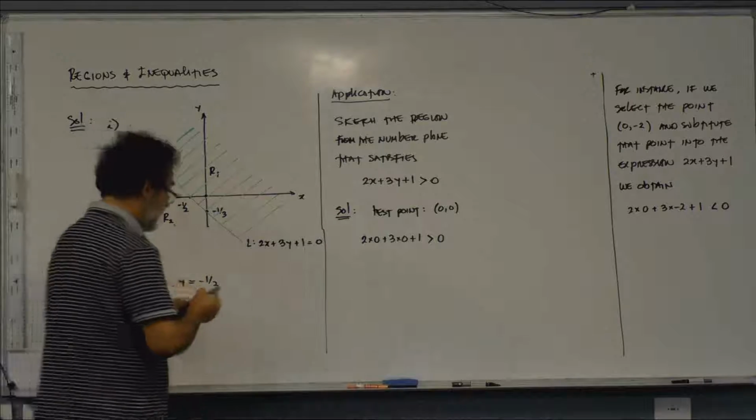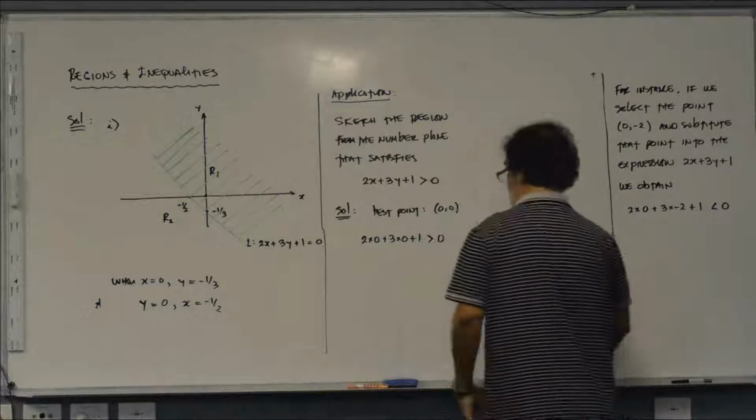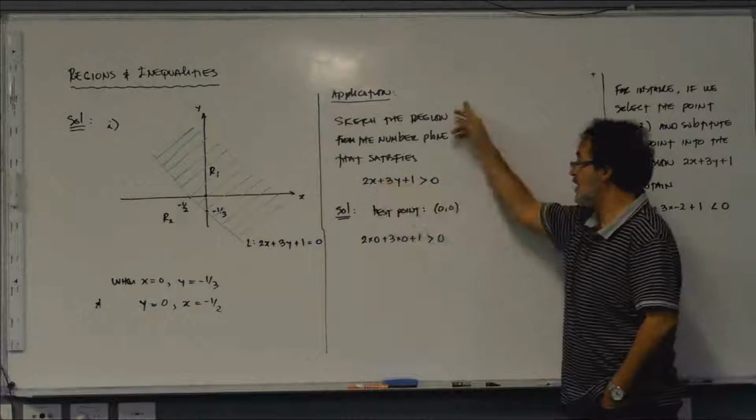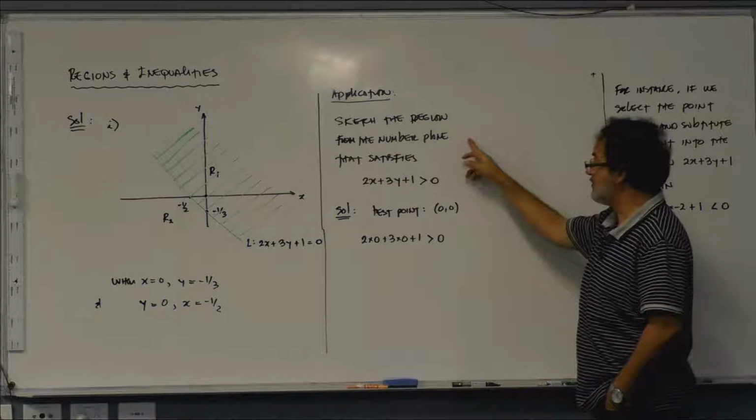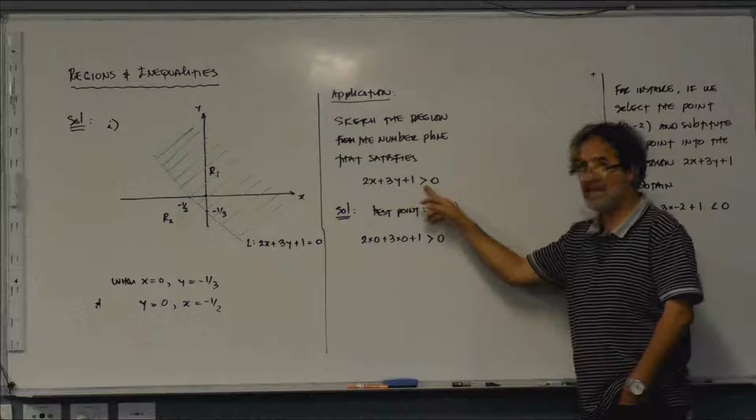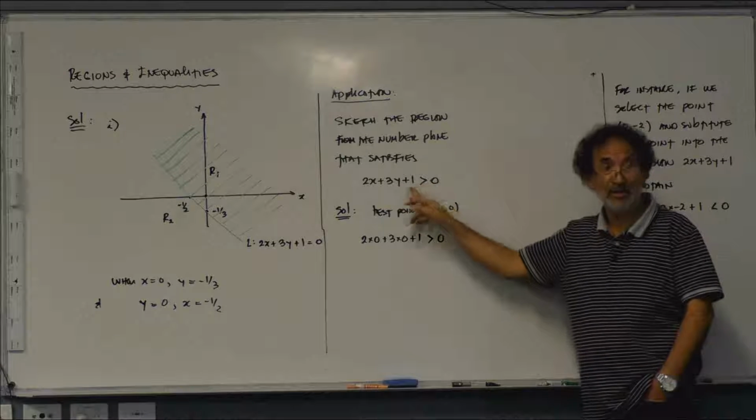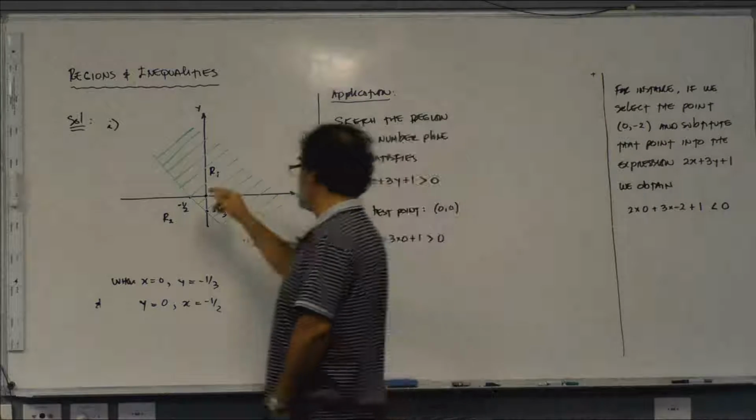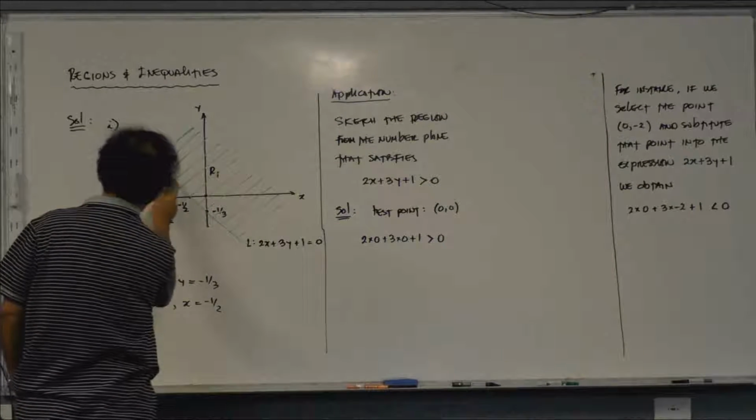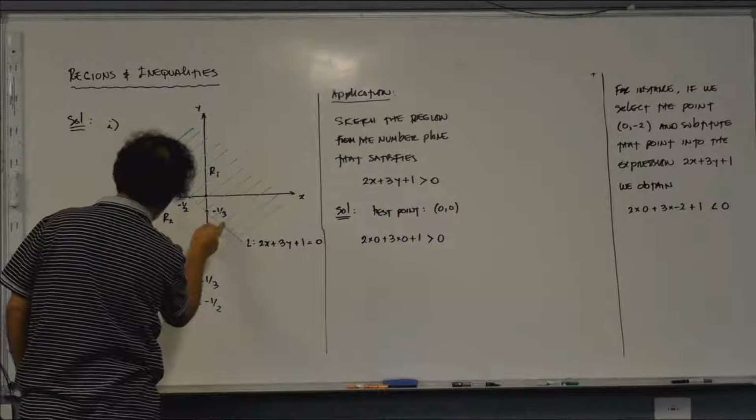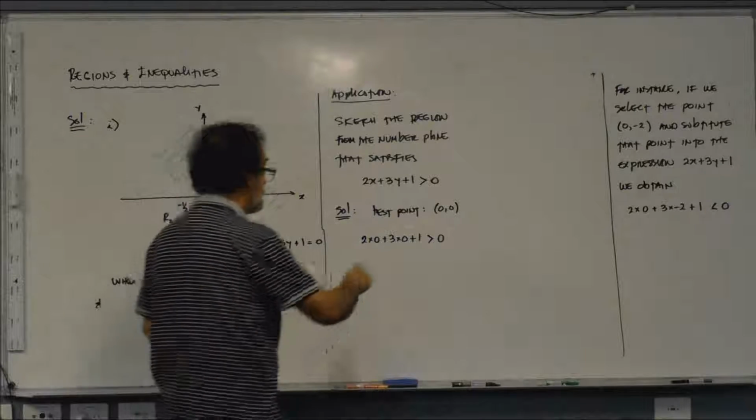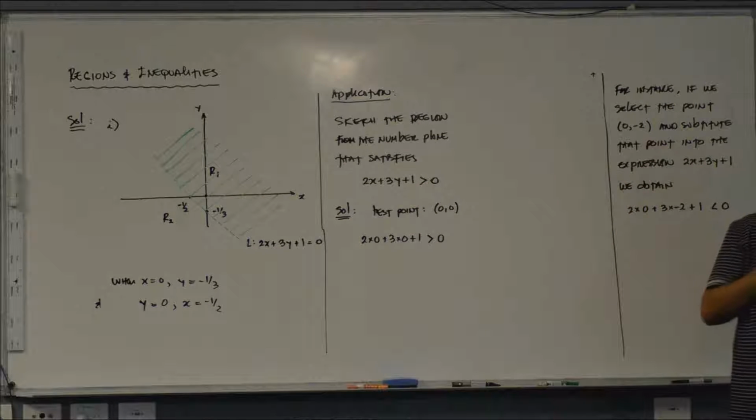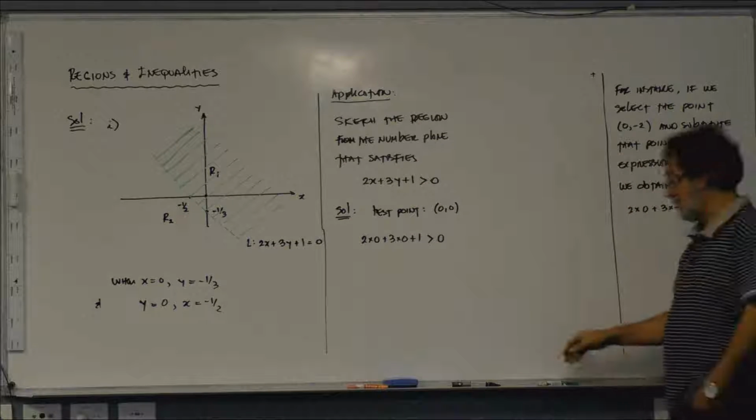Now, there is one thing that we need to change in that picture. Can you see that in here they say that you have to sketch the region from the number plane that satisfies this when it's greater than 0? So I mean that doesn't include the line. Okay, so we do this, and then you should have this continuous line here, because we are not allowed to touch the line. So if this was greater than or equal to 0, then yeah, you include the line. Okay? All right, let's do another one.